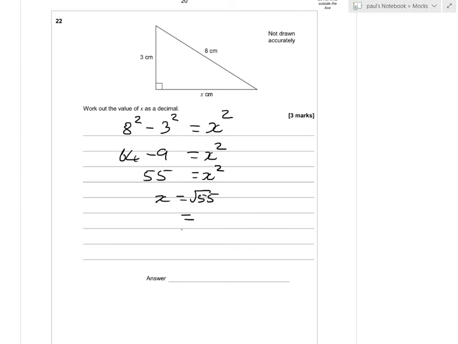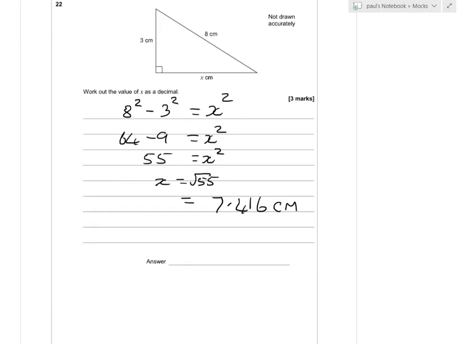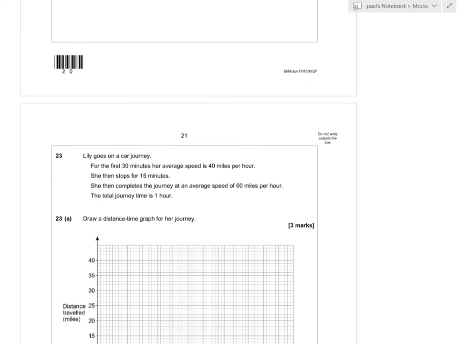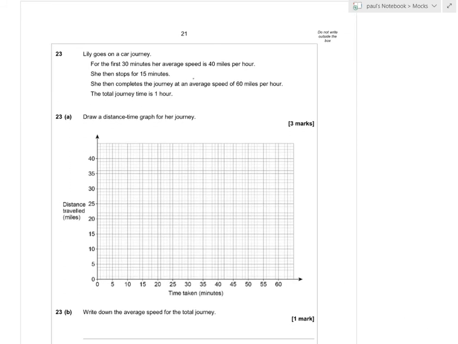which equals 7.416. I don't need it into decimals. No, 7.416 centimeters. They don't say round it up or round it down or anything, so we won't.